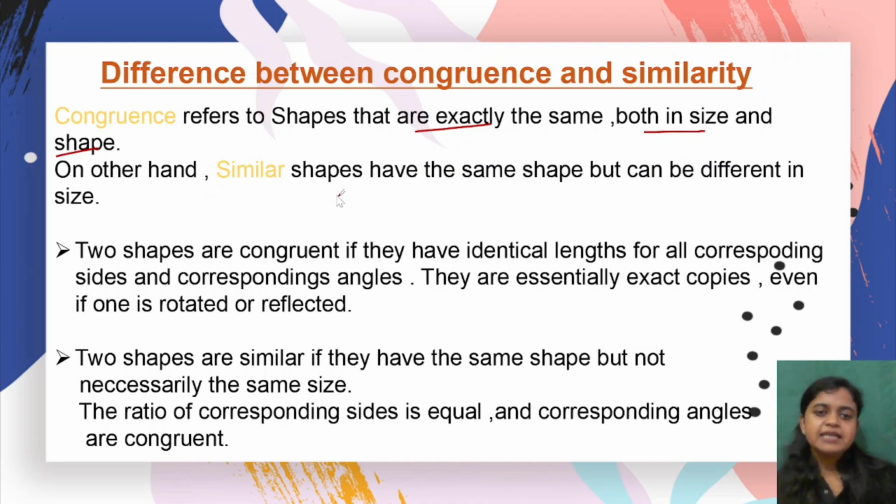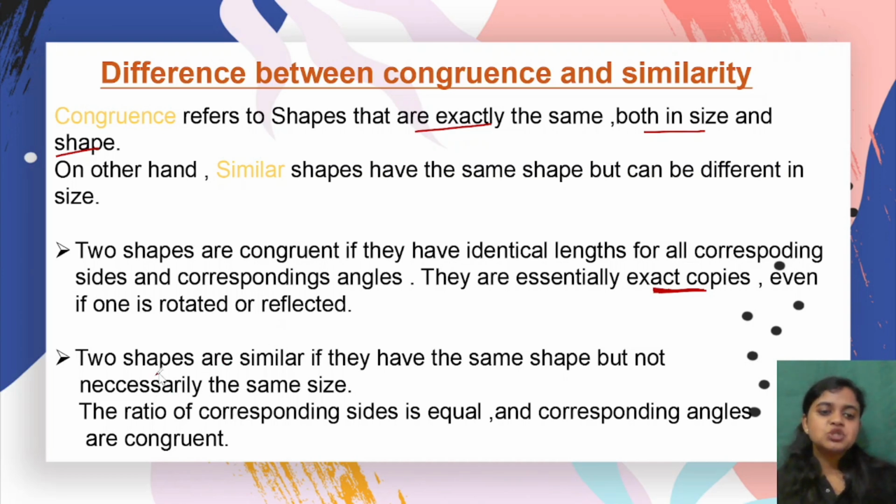On the other hand, similar shapes have the same shape but can be different in size. We discussed in the previous slide, a shape can be the same but in a different size. Two shapes are congruent if they have identical lengths for all corresponding sides and corresponding angles. They are essentially exact copies, even if one is rotated or reflected.